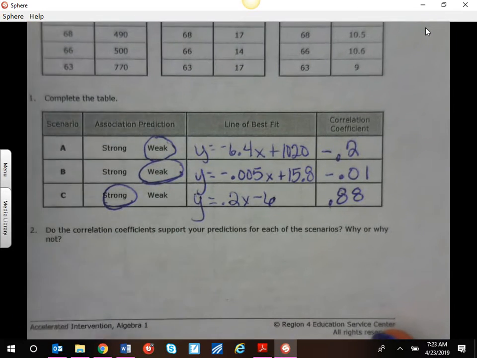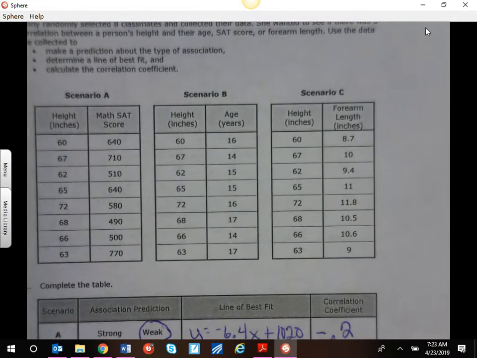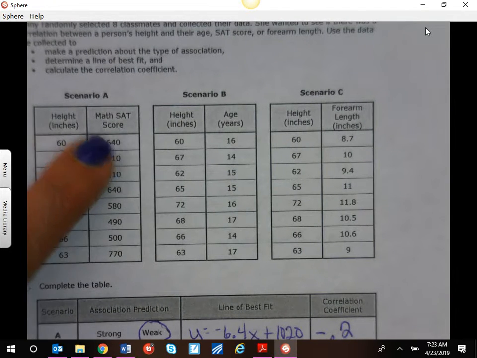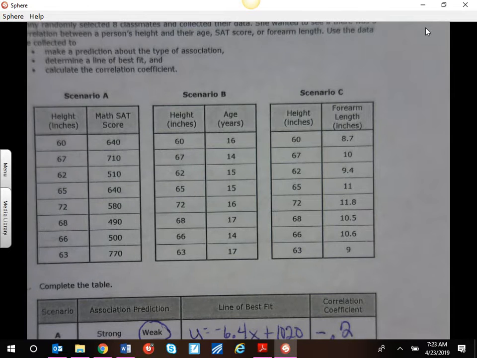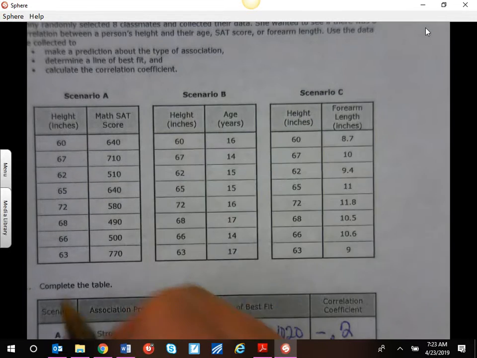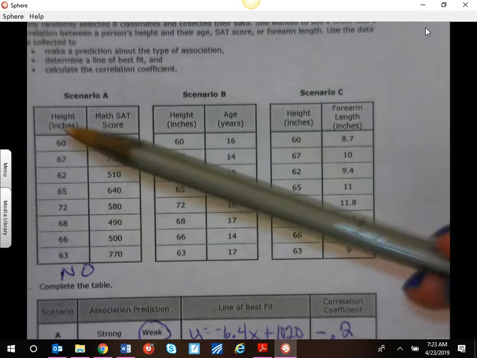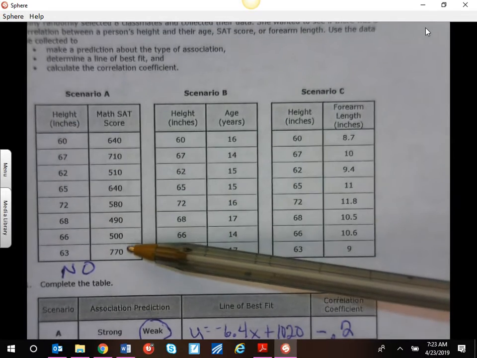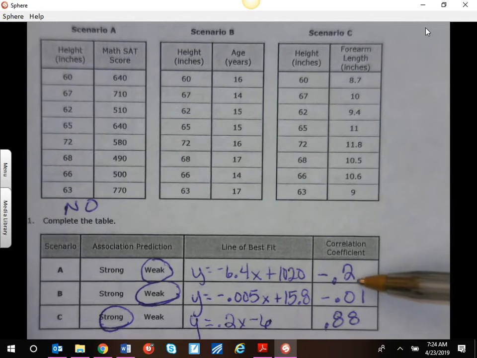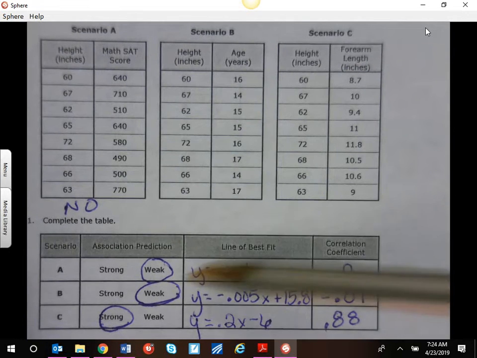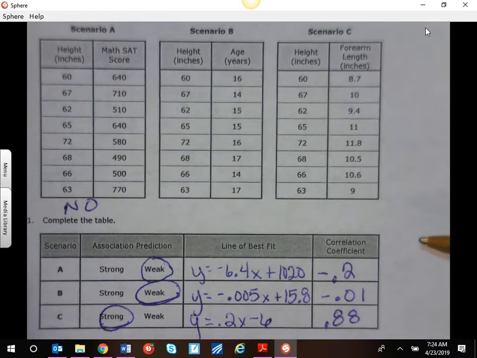So let's go back and look at what they were comparing. So on letter A, they were comparing the height of a person and their math SAT score. Well, you can see that this is a no correlation. How tall you are does not determine how well you do on your math SAT, and we can see that with this R value. Because it is so close to 0, that is a weak correlation.